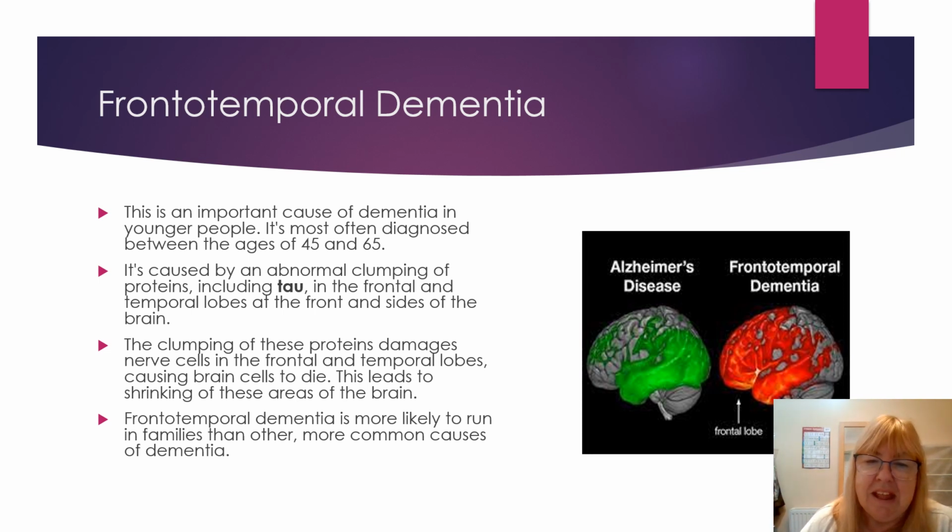It is abnormal clumping of proteins. It's those tau proteins again, the little strings that turn into tangles. But here they're developing in mainly the frontal temporal lobe, so the front and the sides here. Okay. And again, they do exactly the same thing. They clump and they damage the nerve cells. They cause the brain cells to die, and that area starts to shrink.